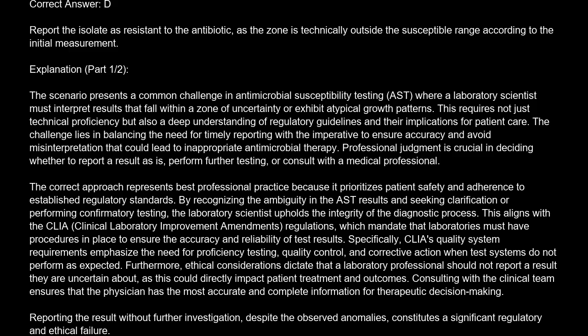This aligns with the CLIA, Clinical Laboratory Improvement Amendments, regulations, which mandate that laboratories must have procedures in place to ensure the accuracy and reliability of test results. Specifically, CLIA quality system requirements emphasize the need for proficiency testing, quality control, and corrective action when test systems do not perform as expected. Furthermore, ethical considerations dictate that a laboratory professional should not report a result they are uncertain about, as this could directly impact patient treatment and outcomes. Consulting with the clinical team ensures that the physician has the most accurate and complete information for therapeutic decision-making.